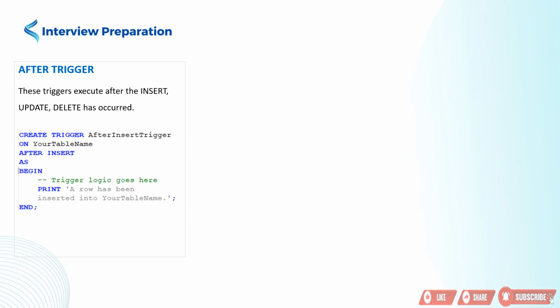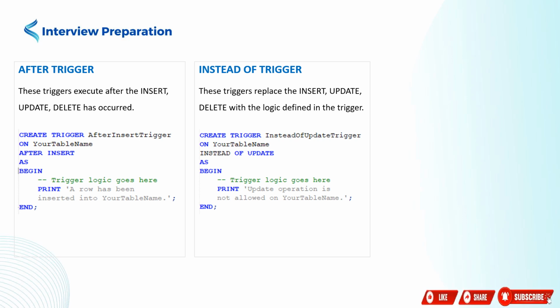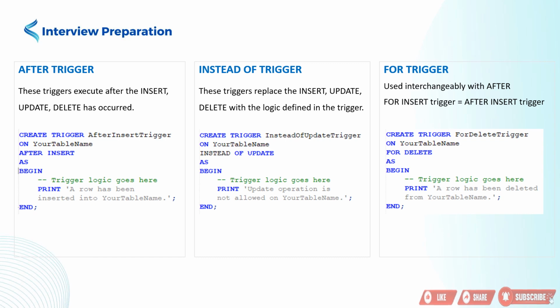Second is instead of trigger. These triggers replace the insert, update, delete with the logic defined in the trigger. Third is for trigger. It is used interchangeably with after, so a for insert trigger is the same as an after insert trigger. You can see an example as shown.